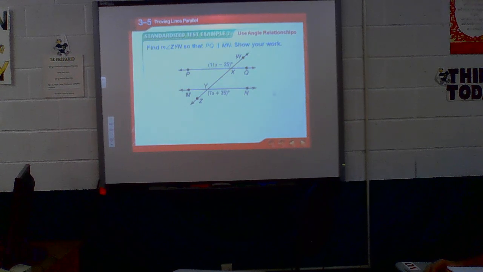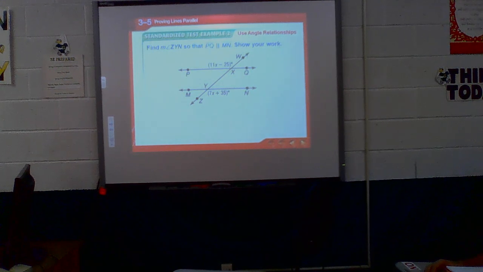So in this case right here, it says find the measure of angle ZYN so that PQ is parallel to MN. So they're basically saying prove that those two quantities are equal to each other, and if they are, then your lines are parallel. So what relationship does this quantity have with this quantity? Alternate exterior, right? But you should really say the converse of alternate exterior, because we're going backwards of it.